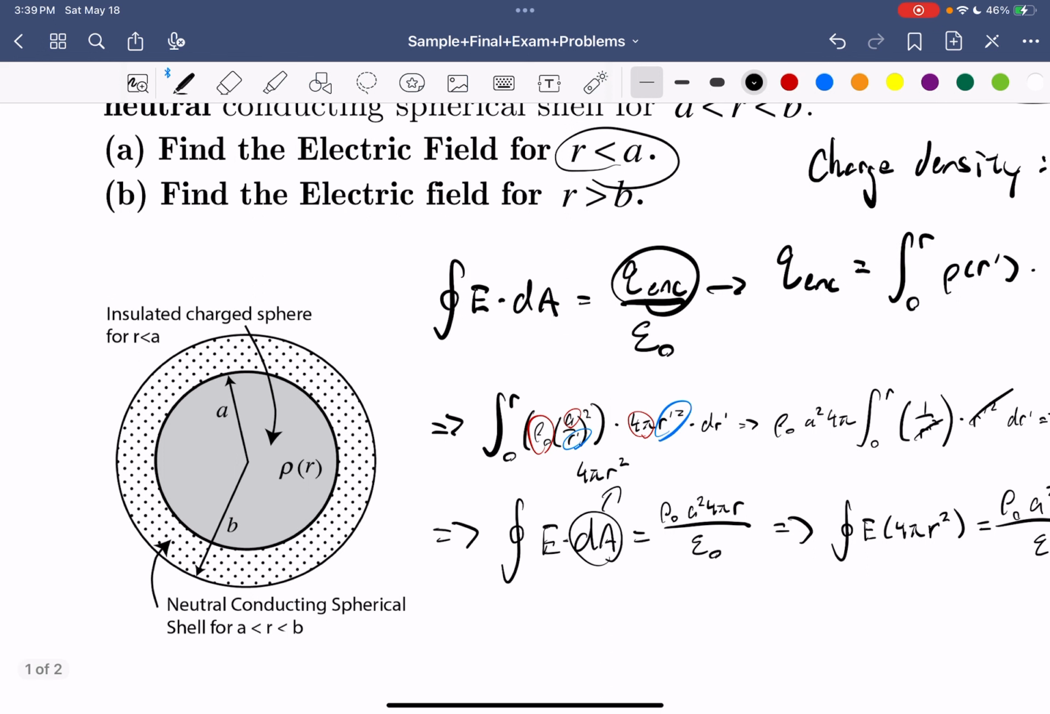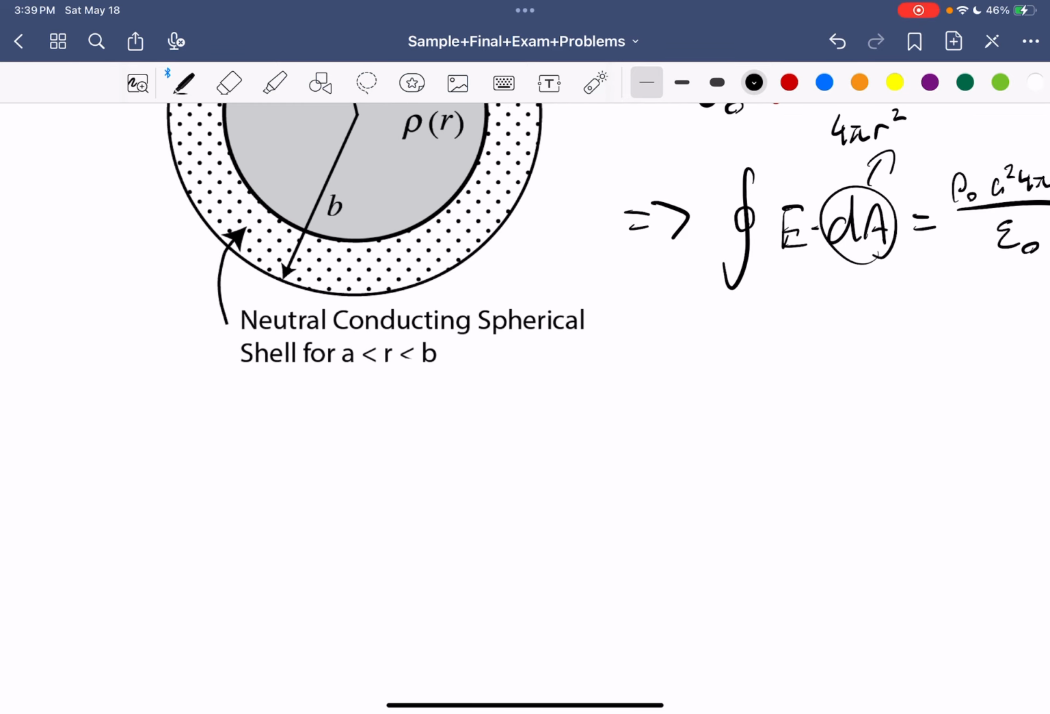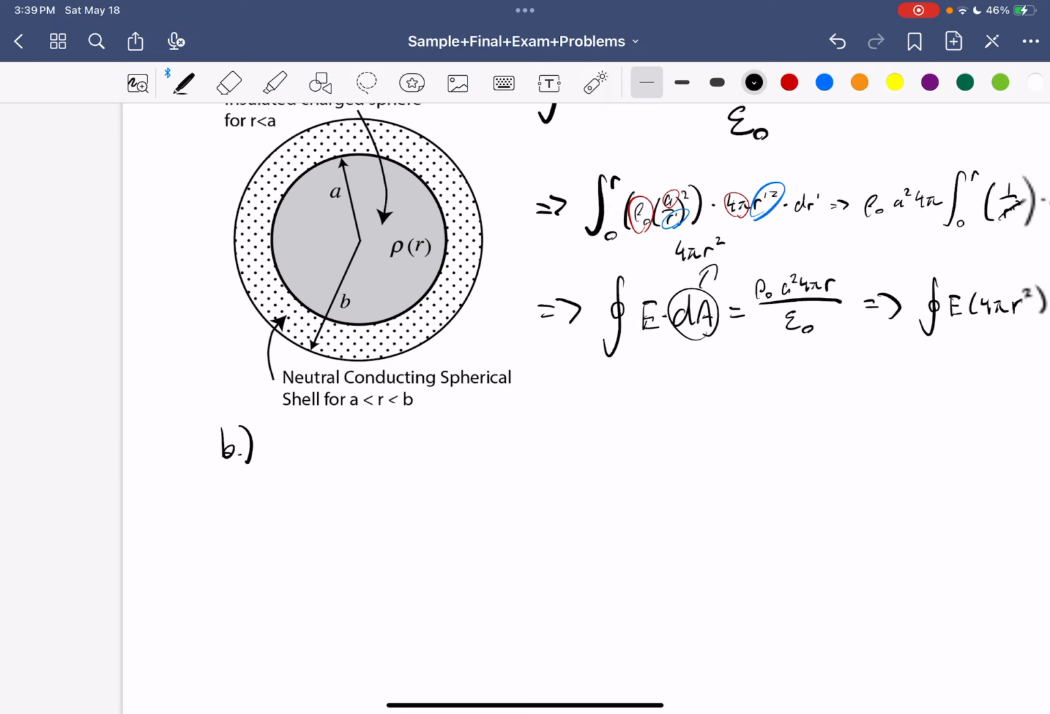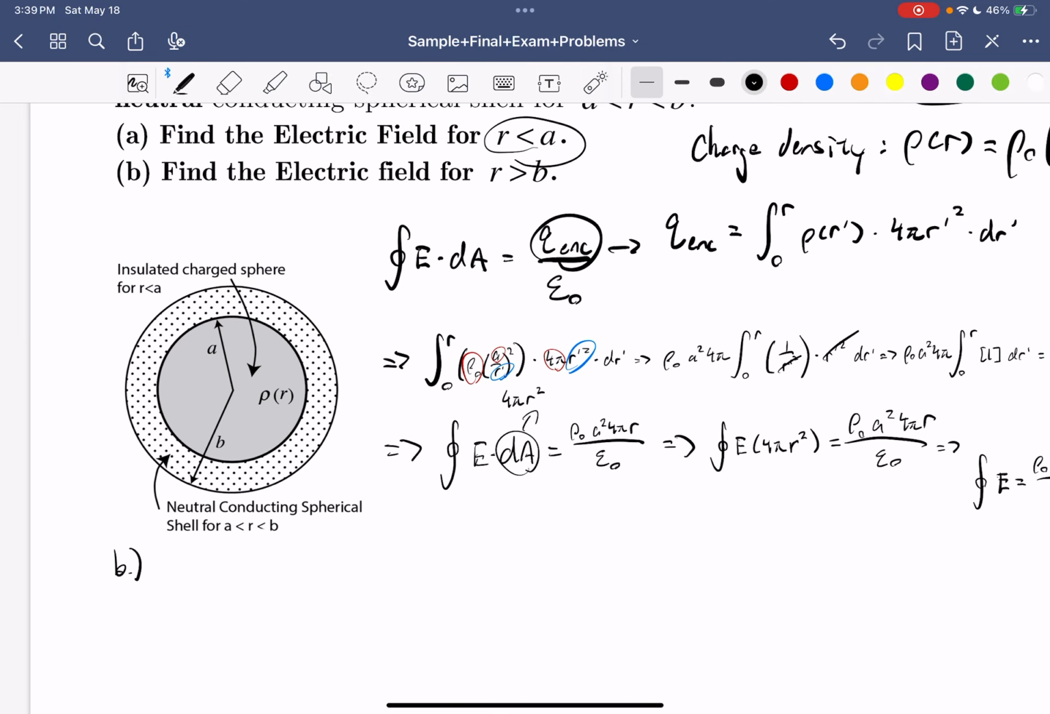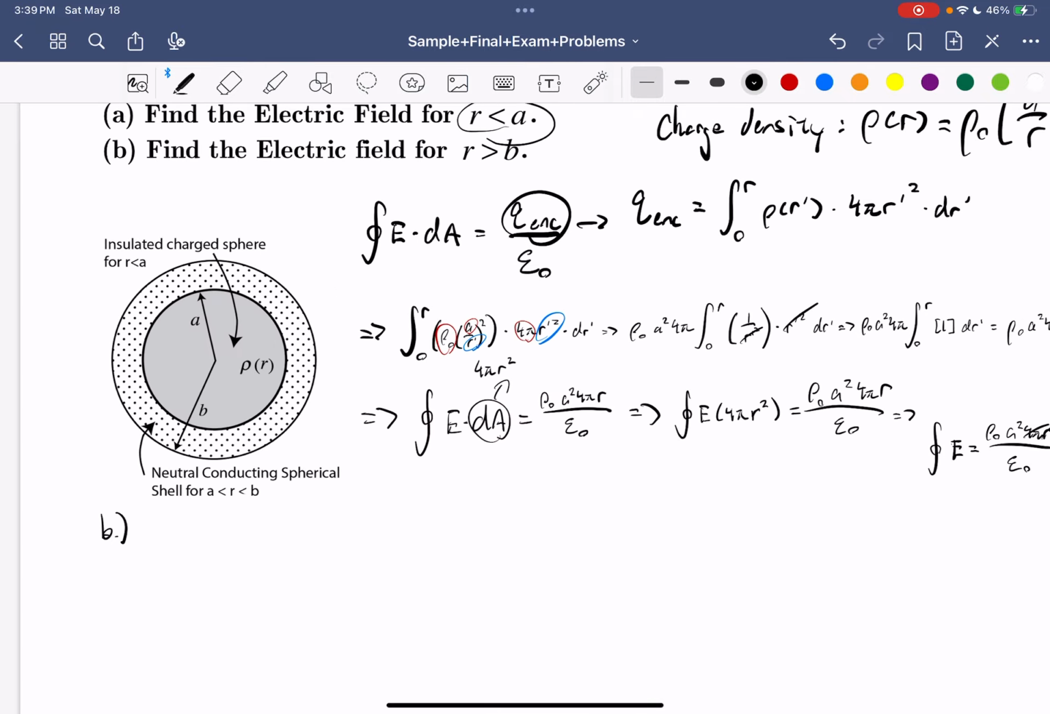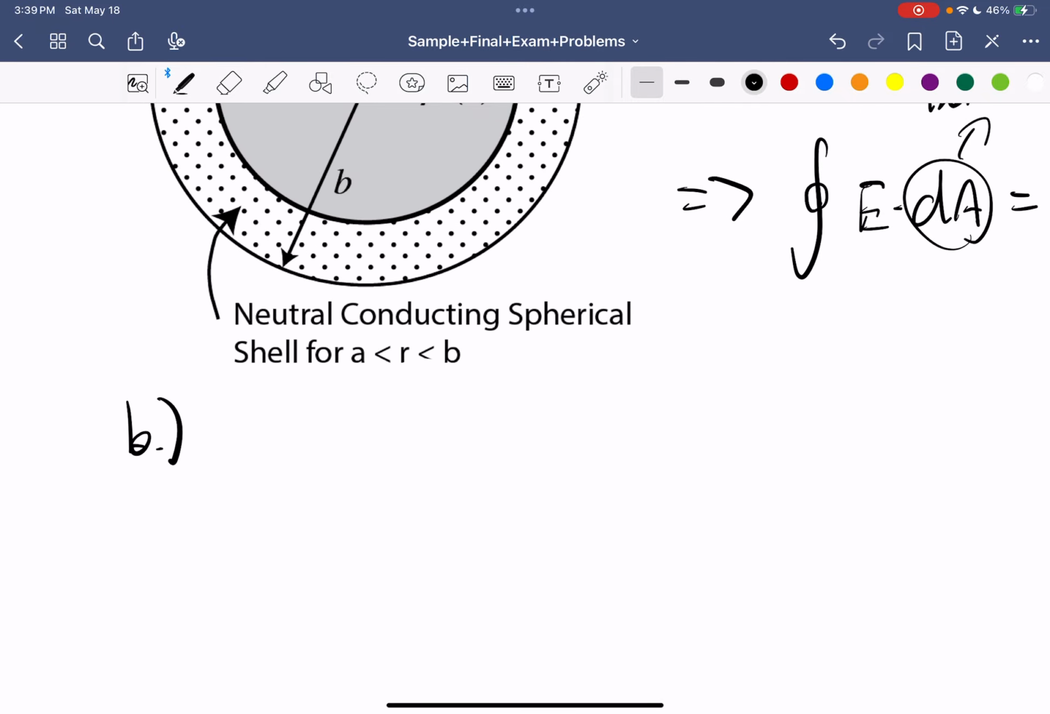But from what I just said, now we move on to B, which is to find the electric field for r greater than b. Now this one is a little different, and you'll have to understand why r is greater than b and how we're going to set this whole thing up.